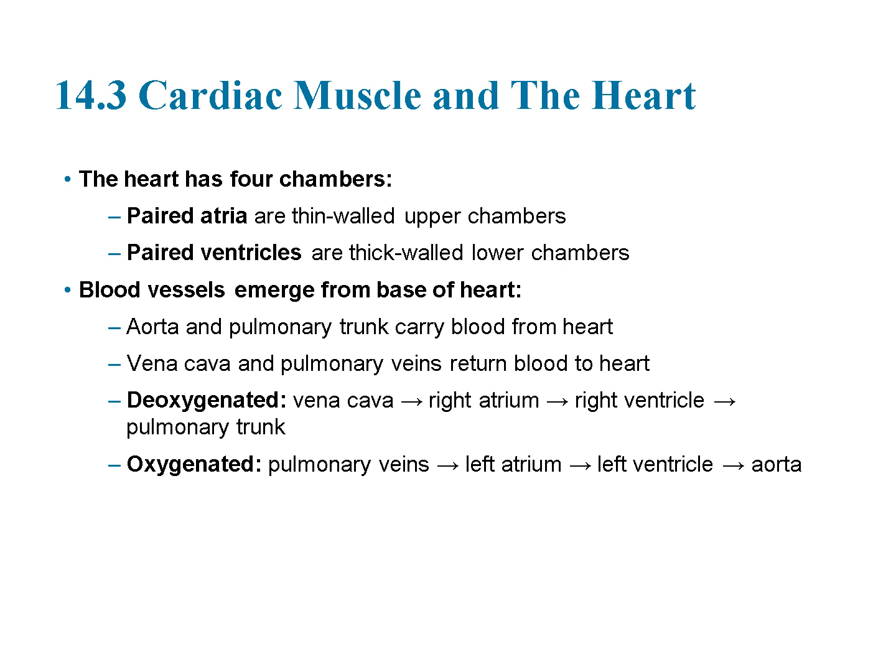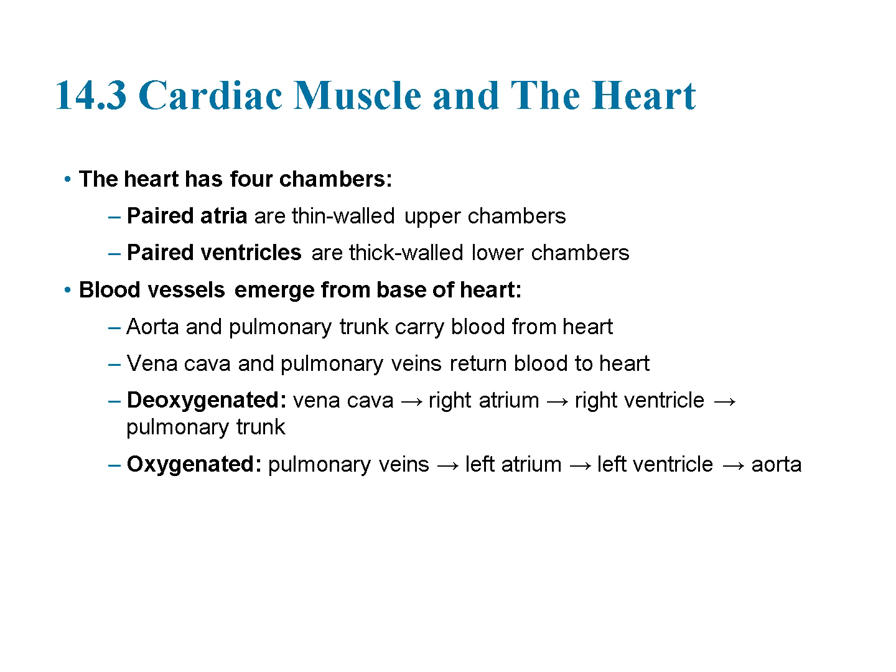At the base of the heart, major blood vessels emerge to facilitate circulation. The aorta and pulmonary trunk carry blood away from the heart, while the vena cava and pulmonary veins return blood to the heart. The heart operates through 2 circulatory loops, one for deoxygenated blood and one for oxygenated blood.